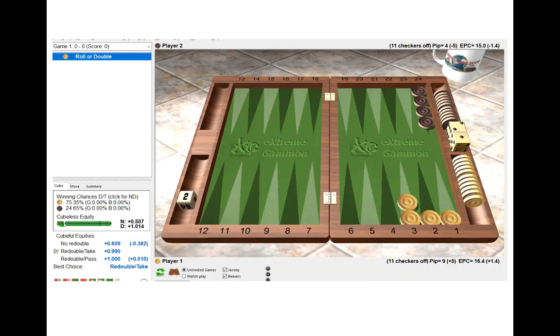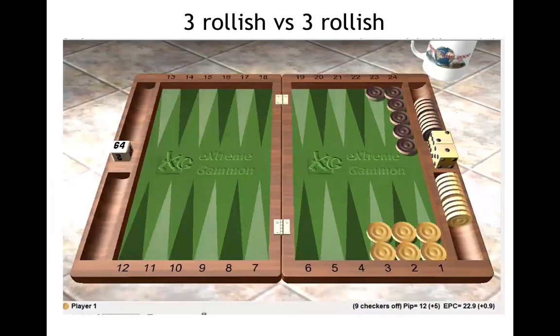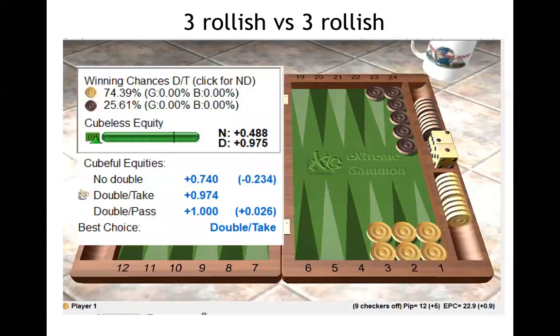This is the one I was getting to before. We kind of already did this. Let's remember this 3-rollish versus 3-rollish in this position. And we knew that pure 3-roll is a pass. But this position here, this is a take.